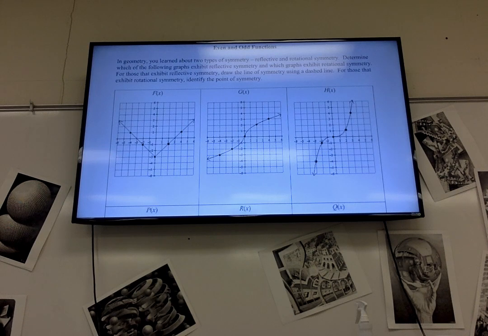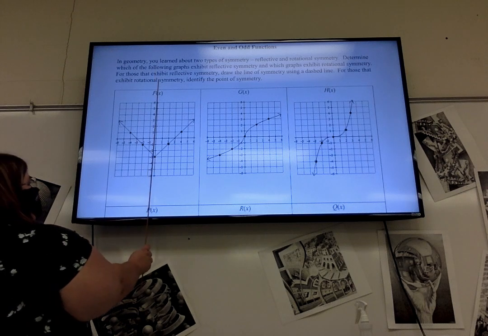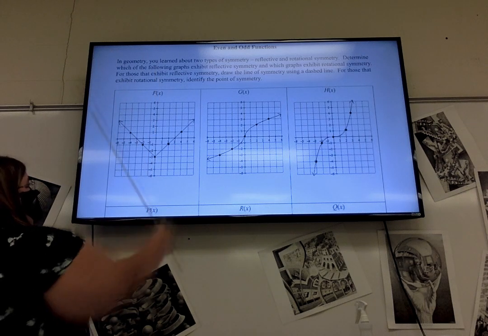So the next stuff starts out looking like this. We're going to talk about evens and odds. Okay, so back in geometry, we learned about symmetry. And we learned about reflective imagery, or symmetry, which means you can flip it across either the X or the Y.